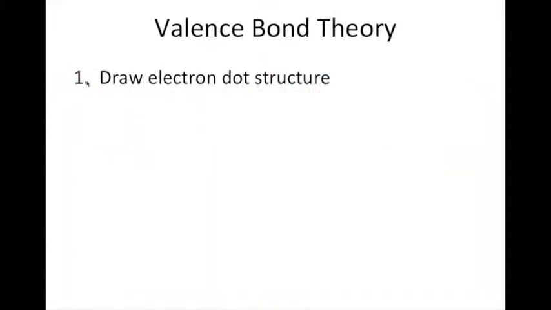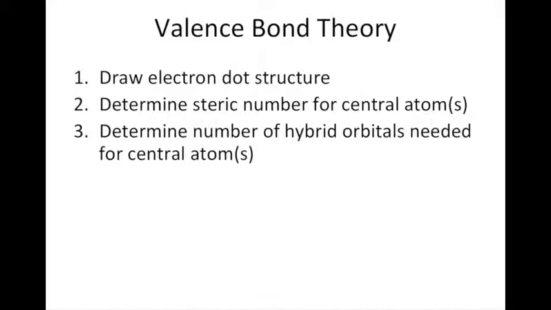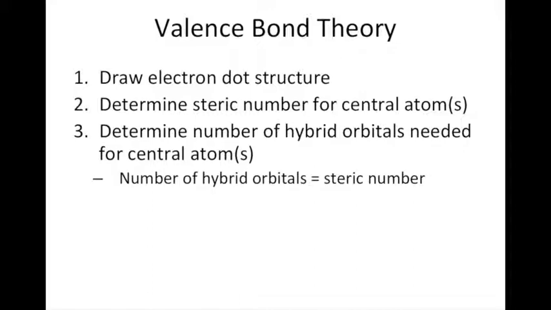When you're analyzing hybridization for a molecule, there are certain steps that I like to follow. So write these down and then follow along when we practice some examples. The first thing you always want to do is draw the electron dot structure for the molecule that you're analyzing. Second, determine the steric number for your central atom, or the number of electron domains. Determine the number of hybrid orbitals needed for your central atom. And the number of hybrid orbitals is always equal to the steric number.